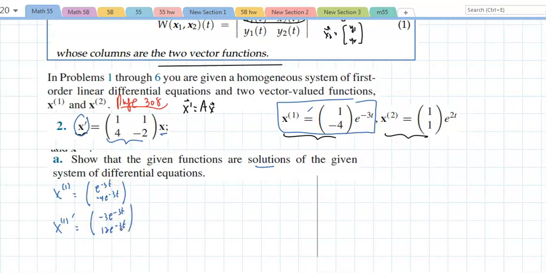There, that works. Now, if I take Ax, that would be 1, 1, 4, negative 2 multiplied by x, which is e to the negative 3t, negative 4e to the negative 3t. And that would be, this is 2 by 2, this is 2 by 1, the outcome is a 2 by 1.